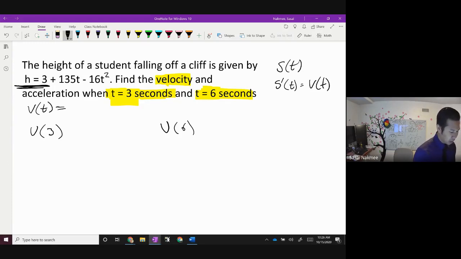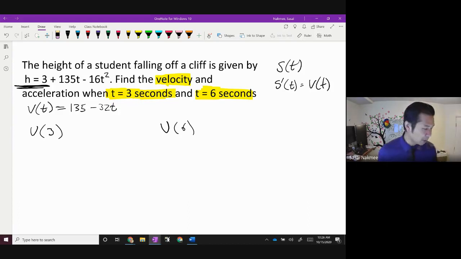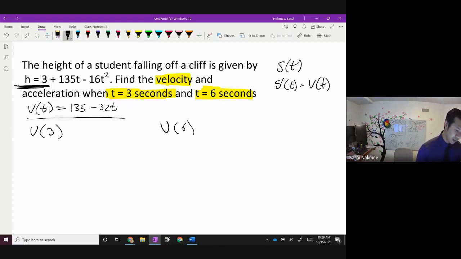Derivative of 3 is 0. Derivative of 135t is going to be 135 because we're taking the derivative with respect to time, of course, minus 16t squared. The 2 comes down. It'll be 16 times 2, which is 32, t to the first power, because we subtract 1 from it using the power rule. There's my velocity function. That's it, right?